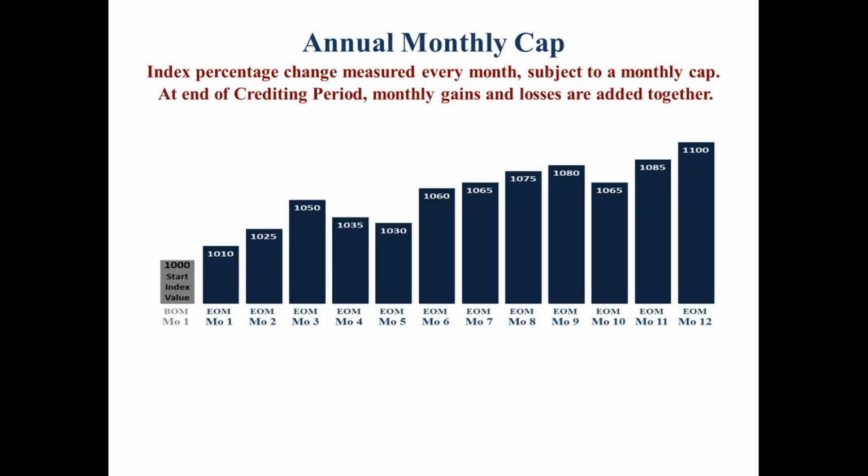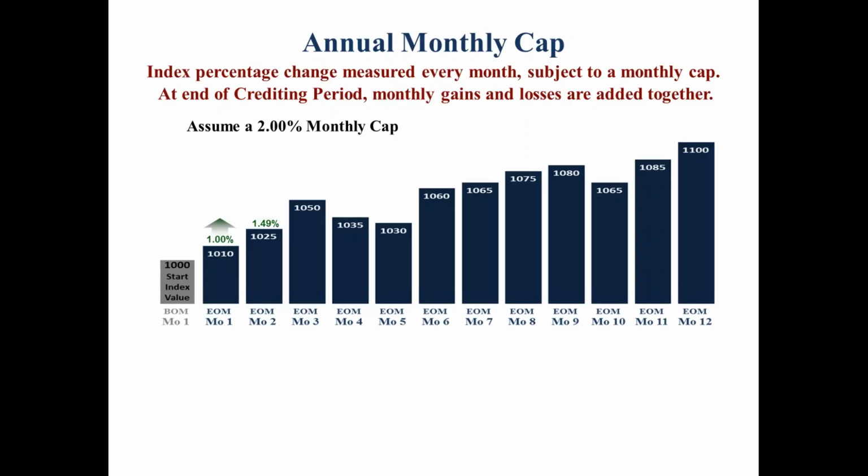And by the way, this particular strategy most closely resembles what it's like to have your money actually in the market. And you'll see why that is here, as we go through this. So let's take a look at this thing. Now let's assume that we have a 2% monthly cap in effect on this. So what that means is when we measure these monthly gains every month, the monthly gain that's going to be eligible for crediting is going to cap out at 2%.